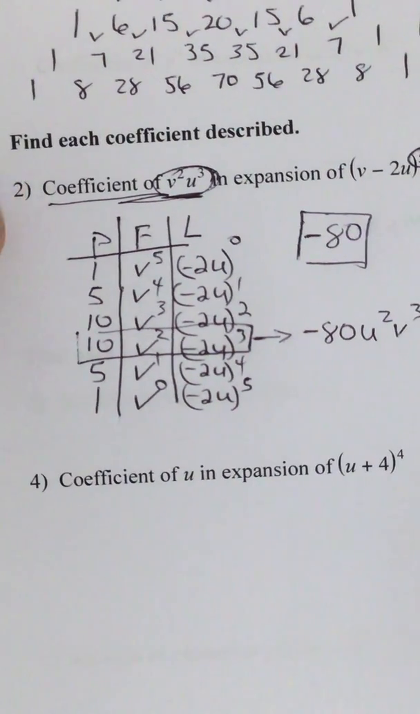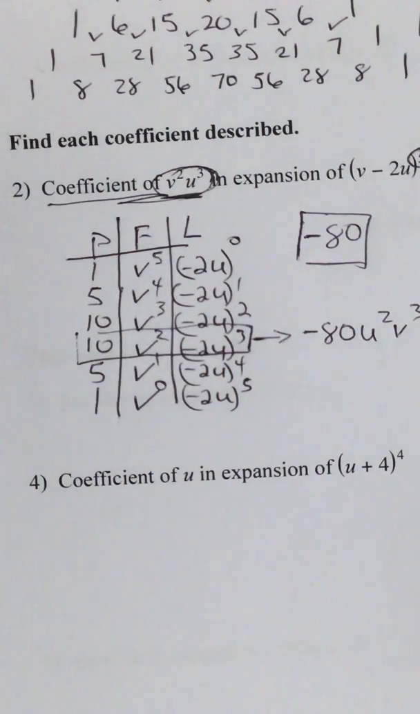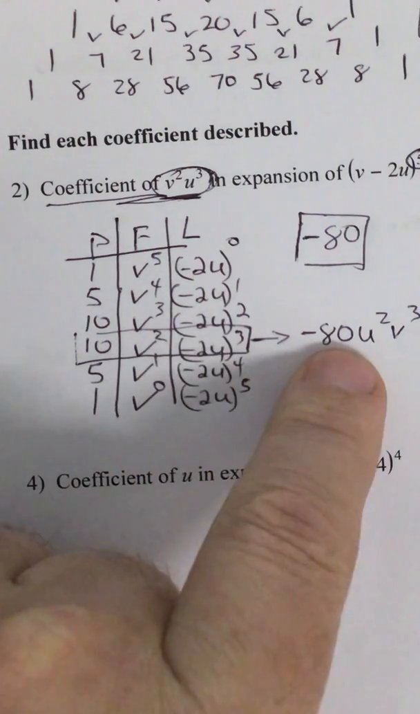So this problem doesn't want us to do the whole thing out. They're just asking us for what's one of the pieces of that. Had you multiplied it all out, what was this one?